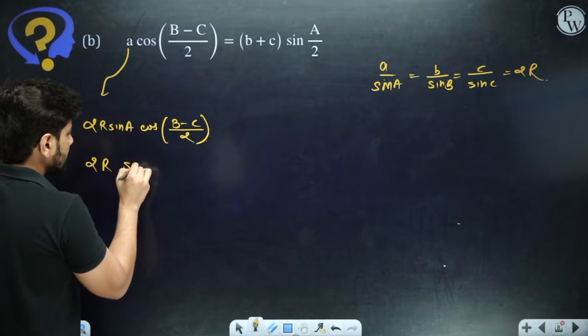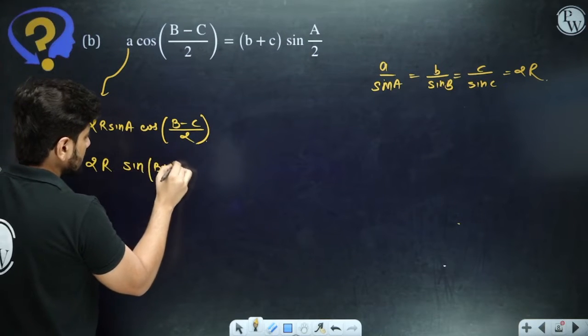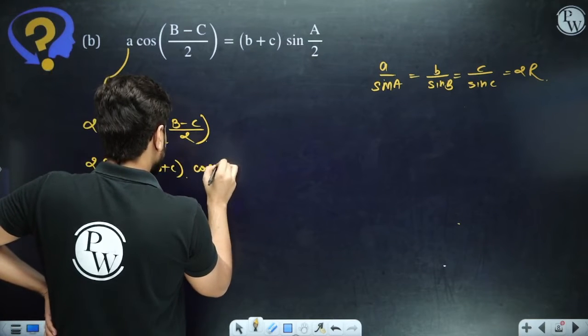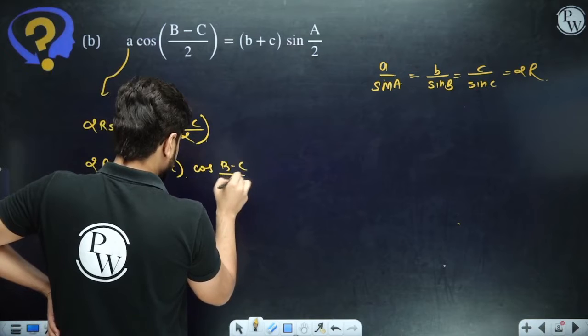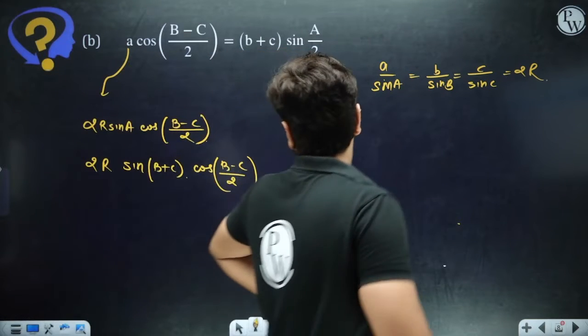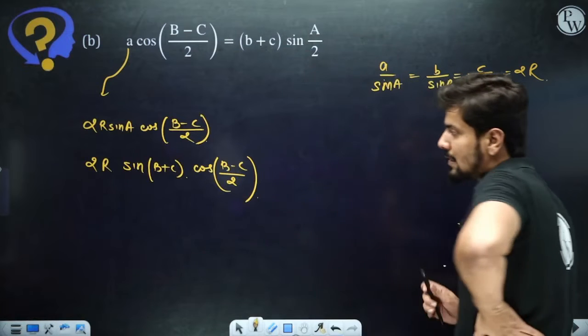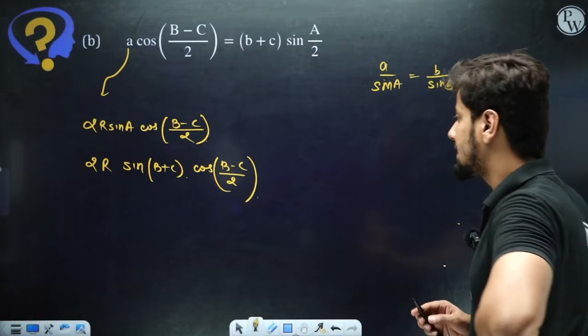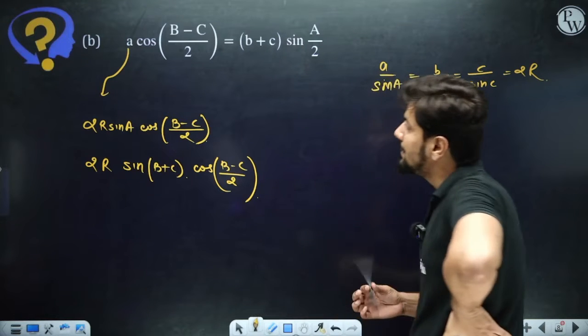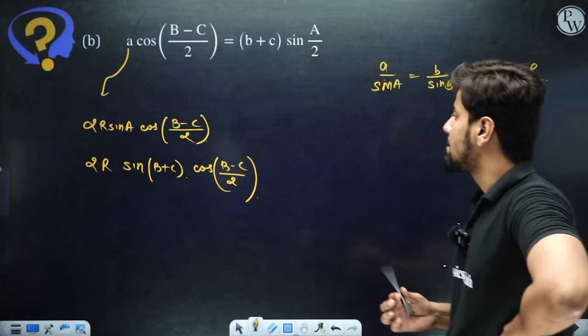Now you can write sine of A as sine of B plus C. And we have cos of (B minus C) by 2 in the multiplication over here. I've written A as 2R sine A. 2R sine A can be written as sine of (B plus C) by 2. Now we need B plus C over here.